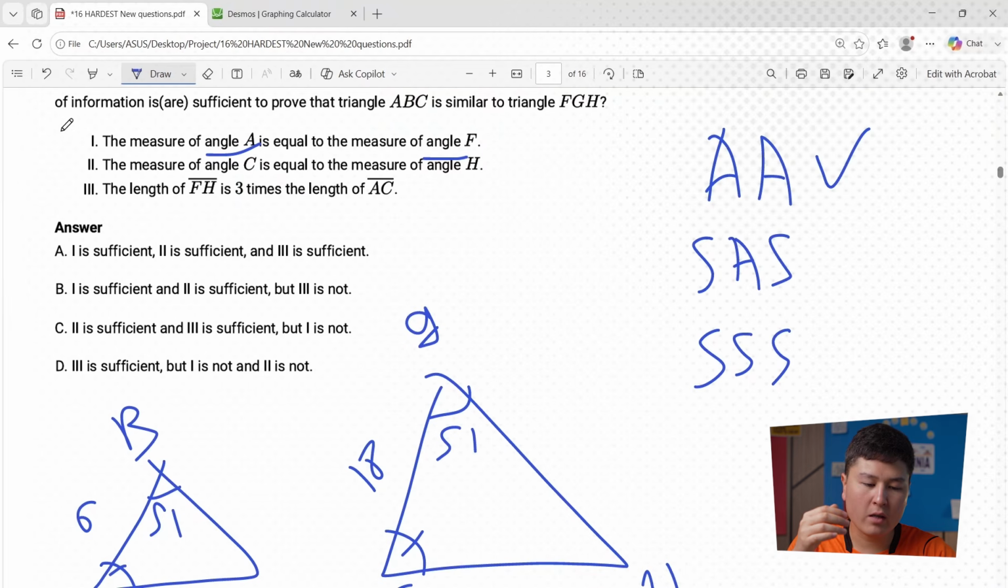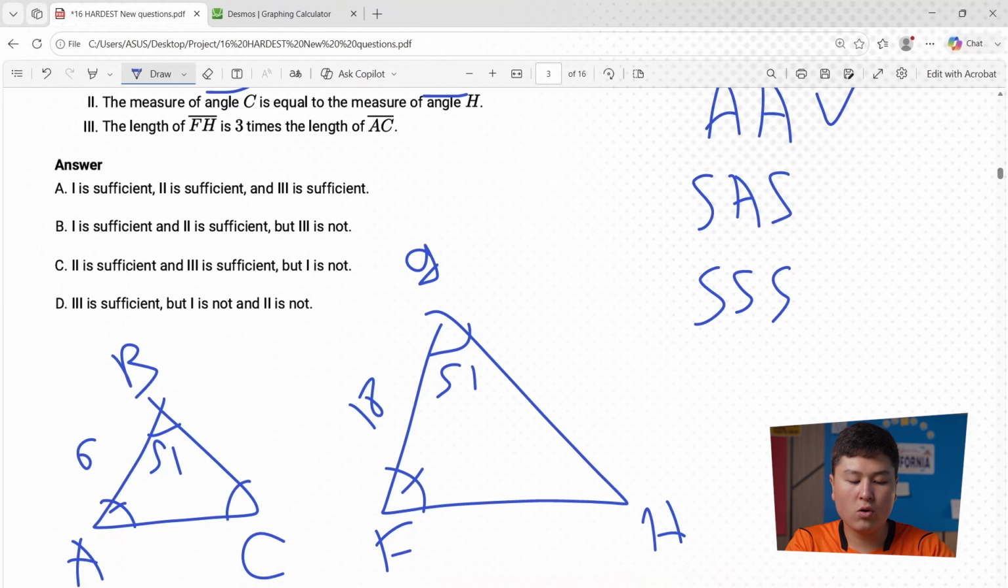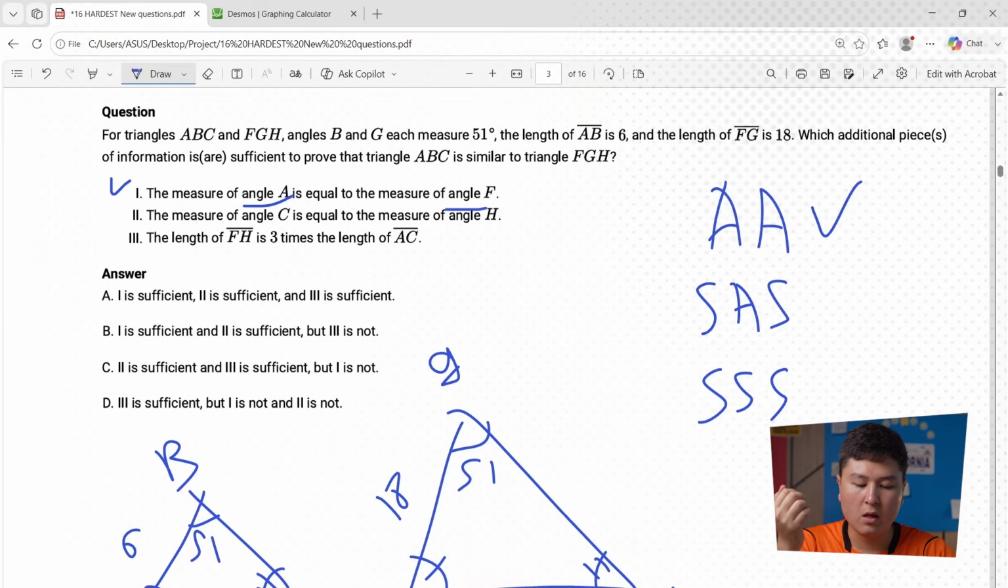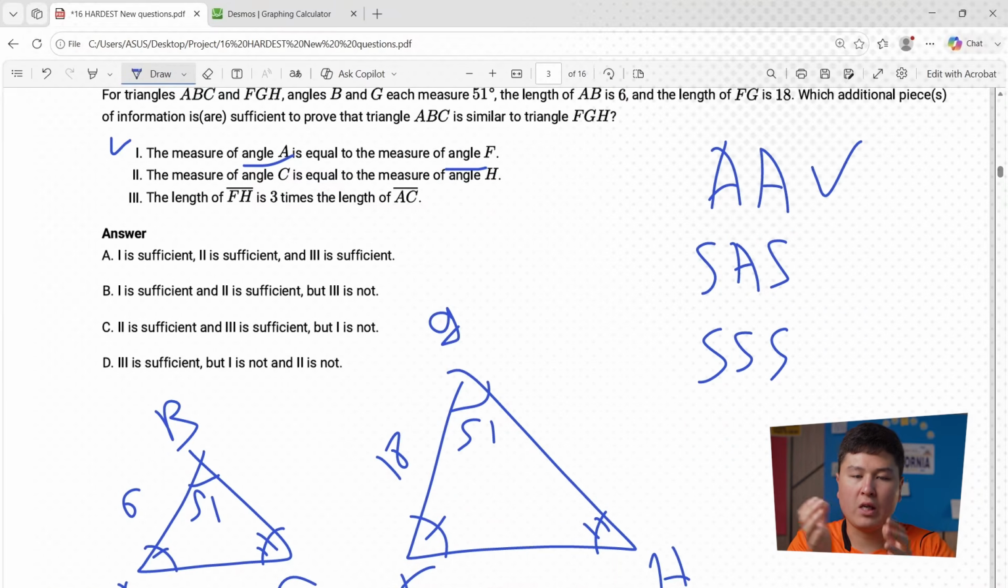The first is correct. The measure of angle C is equal to the measure of angle H. So that's also kind of the same, guys. You are given that the corresponding angles, the measure of angle C is equal to H, so that means you can again prove it with the angle theorem. So the second is also correct.